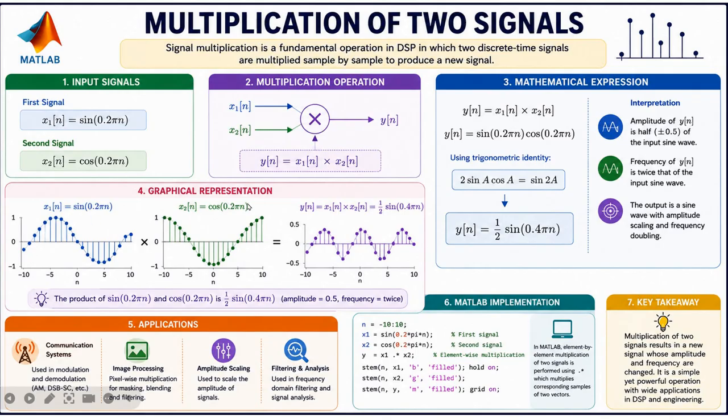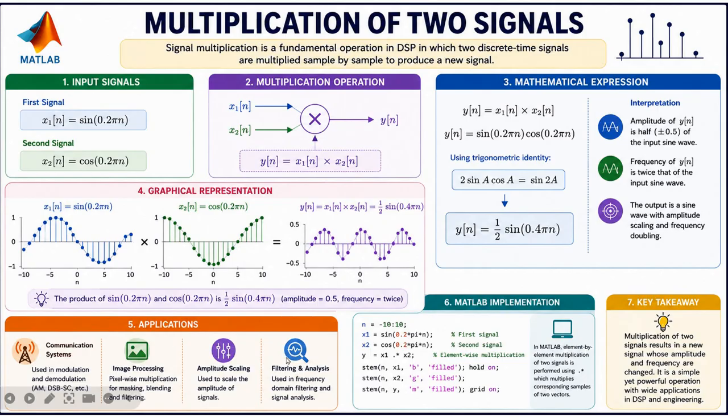Now here is the graphical representation. This is the input signal, that is x1 of n. This is the second input signal, that is x2 of n. These two will be multiplied to get y of n, that is 1 by 2 sine of 0.4 pi n.